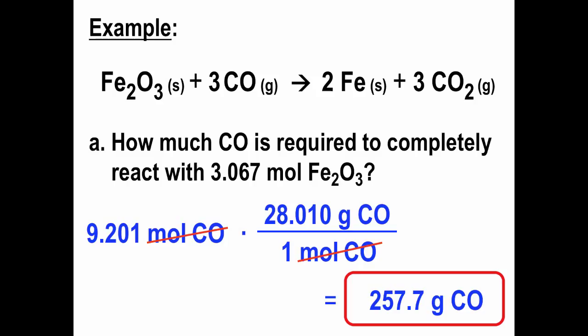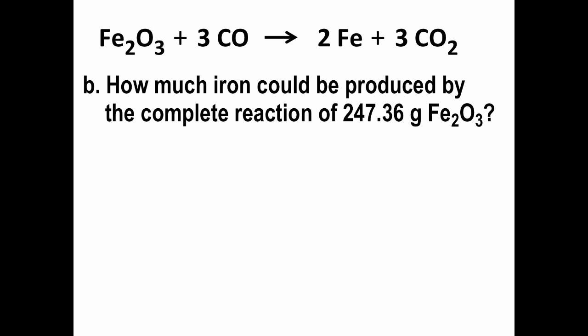Okay, now what we just did is at the heart of stoichiometry calculations in general. Let's do a somewhat more challenging one next. How much iron could be produced by the complete reaction of 247.36 grams of Fe2O3? And here, let's get the how much iron in terms of an actual mass. So we're going to really be looking for how many grams of iron could be produced.